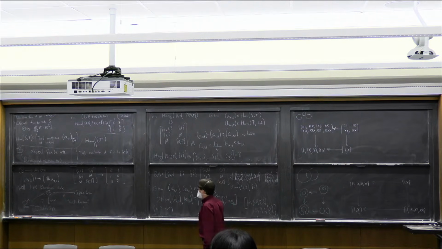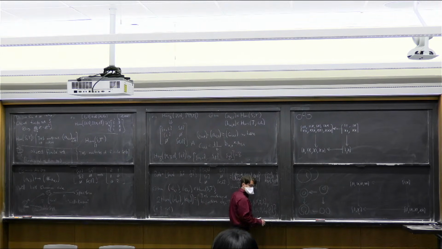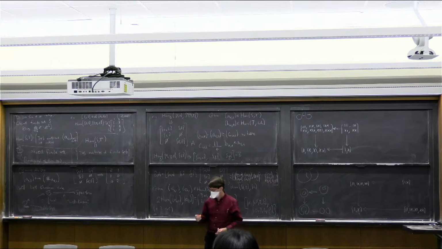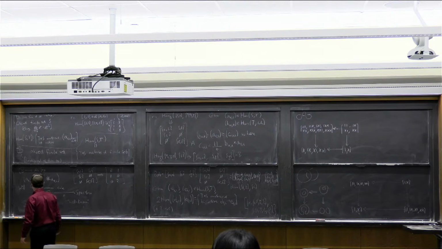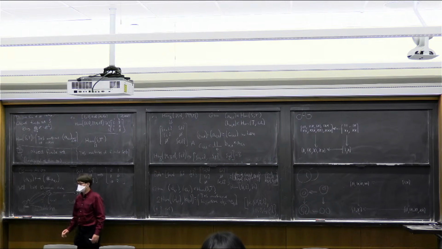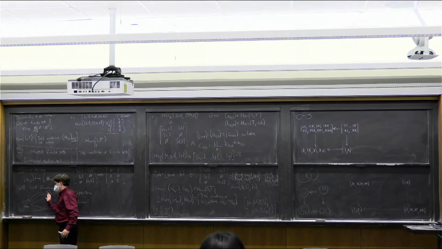So the next thing I'm actually going to do is explain this arrow. And before I do that, I'm going to explain, again, mostly explain this arrow. Before I do that, I'm going to explain what is the data I need to specify a map like this. What's the data I need to specify a map like this?